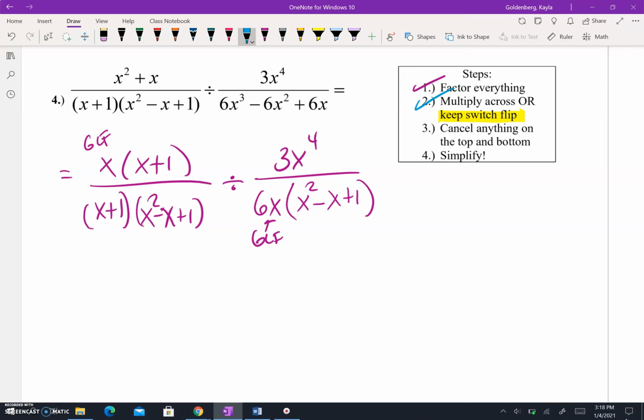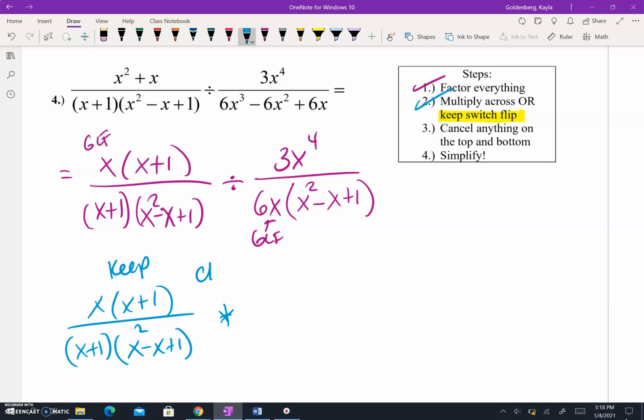So I'm going to keep my first one, right? Since I'm doing division, I've got to do the keep, change, flip. So keeping this one, change to multiplication. Some people call that switch as well. And then I've got to flip my second fraction.